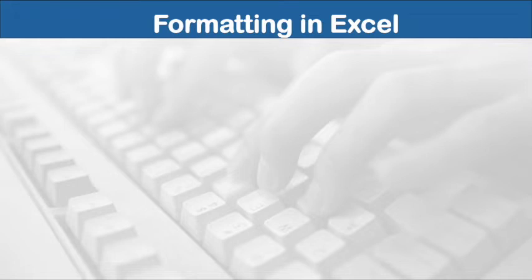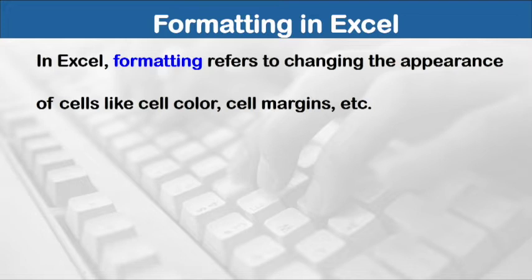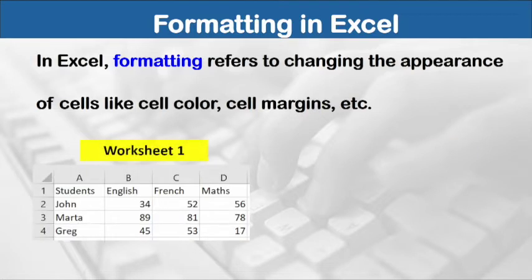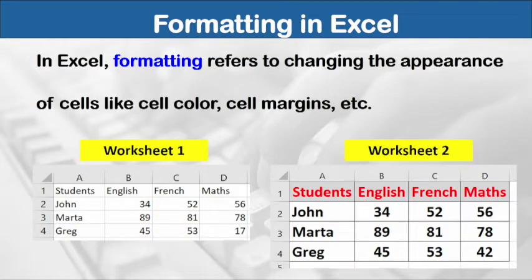Let us start the lesson by understanding what formatting in Excel means. Formatting refers to changing the appearance of cells like cell color, cell margins, etc. Let us have a look at the two worksheets. Both worksheets contain the same data, but the second worksheet has been formatted by changing colors, increasing the font size, using alignments, and also by using font style.